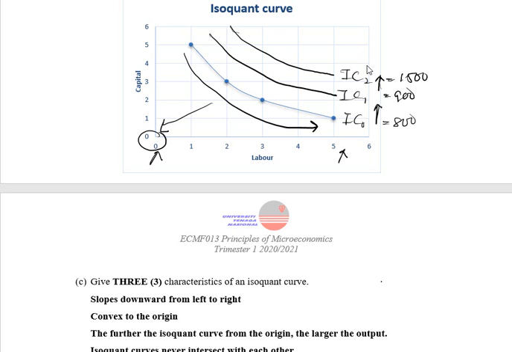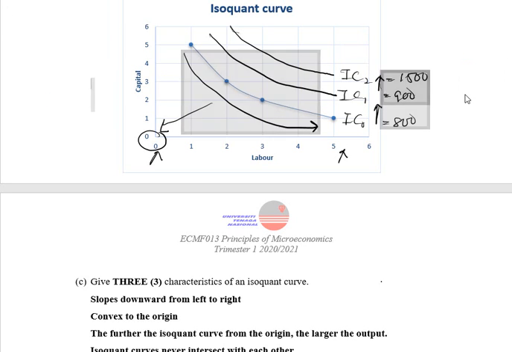Because the same number of capital and labor cannot generate different amounts of product. Meaning if you hire 5 labor and 1 capital, you cannot get 800 products and 1500 products at the same time. If you hire 5 labor and 1 capital, you will only have a certain level of production at that particular time. So isoquant curve 0 and isoquant curve 1, for example, will never intersect with each other.